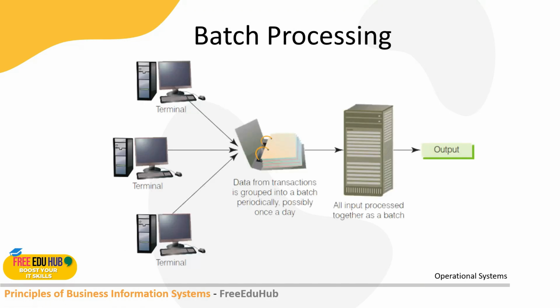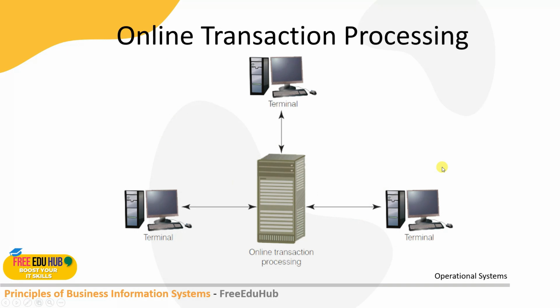Now that's an example of batch processing where all the data is collected from different terminals and the data from the transactions is grouped into a batch periodically, possibly once a day, and then the output is sent for the batch processing so that we can get an output. And this is online transaction processing where all the terminals are directly talking to the online transaction processing system. The data is directly updated on the central server and the reports and everything is generated from there.